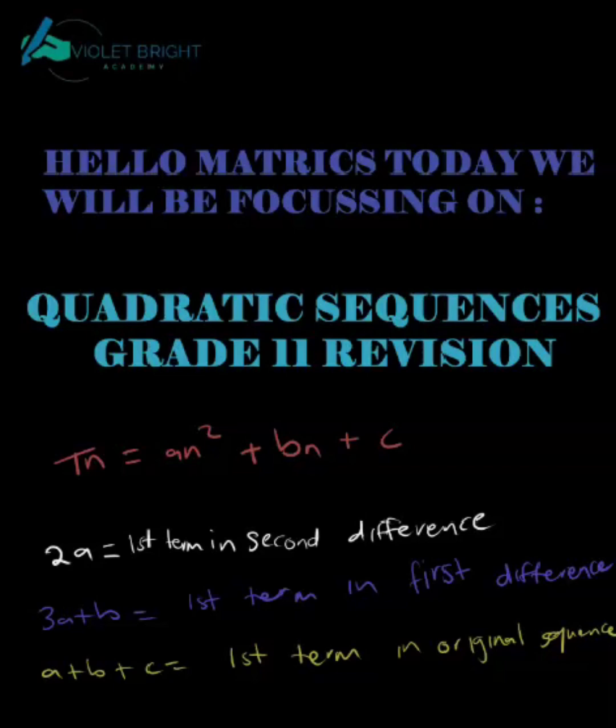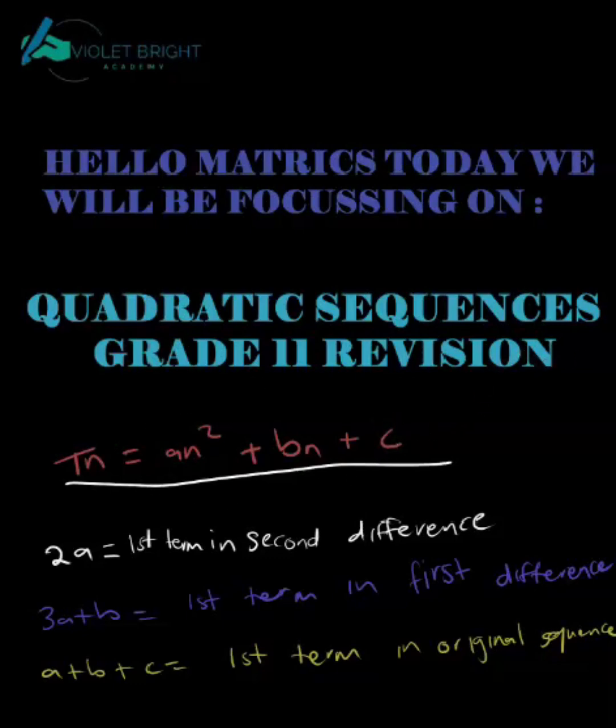So let's start. So as you all know, a quadratic sequence is in this format. Tn stands for the nth term, the general formula is equal to an squared plus bn plus c. So it is in this format.